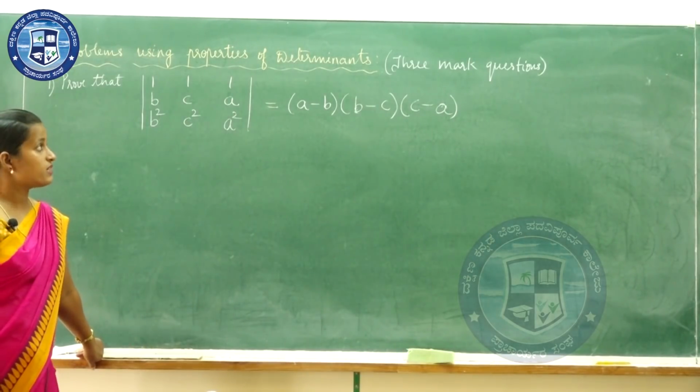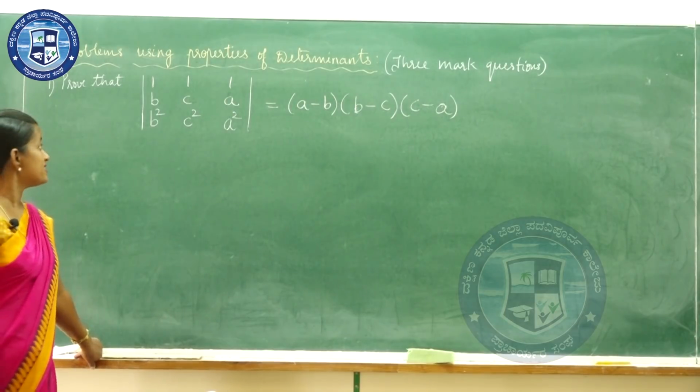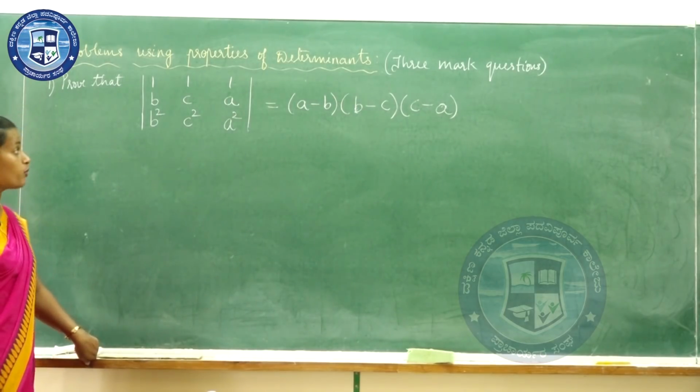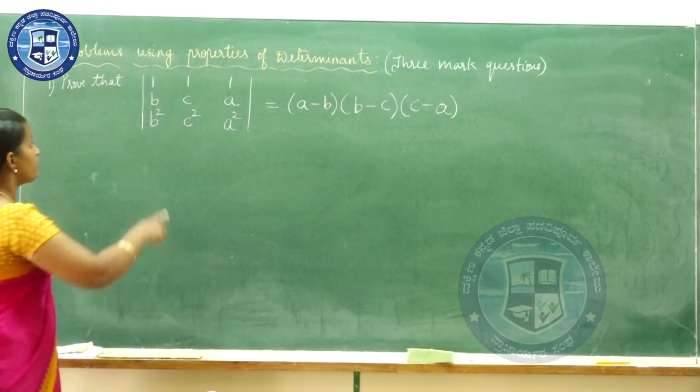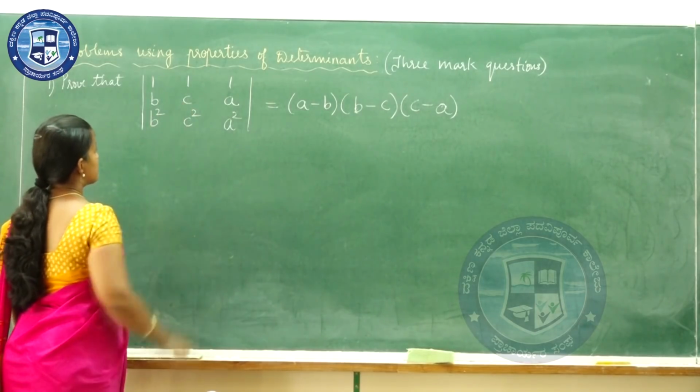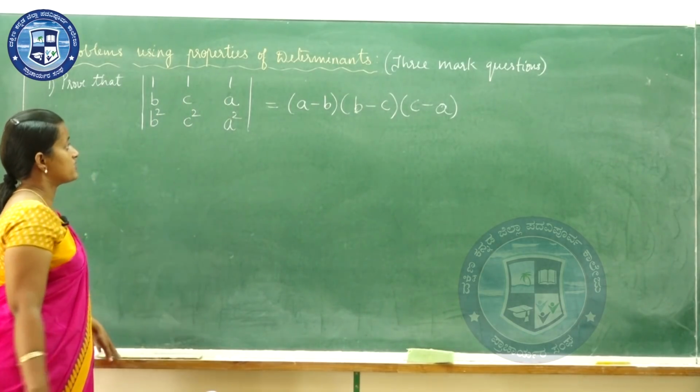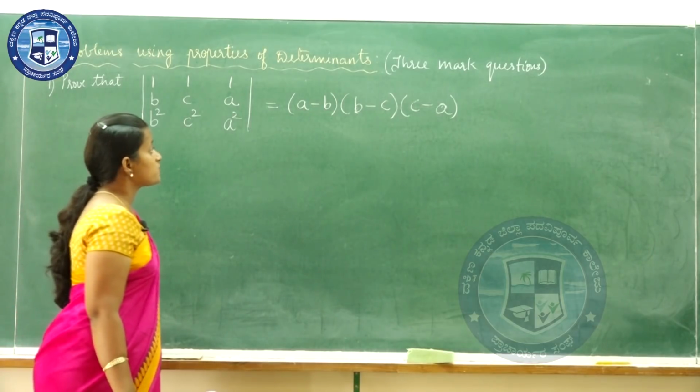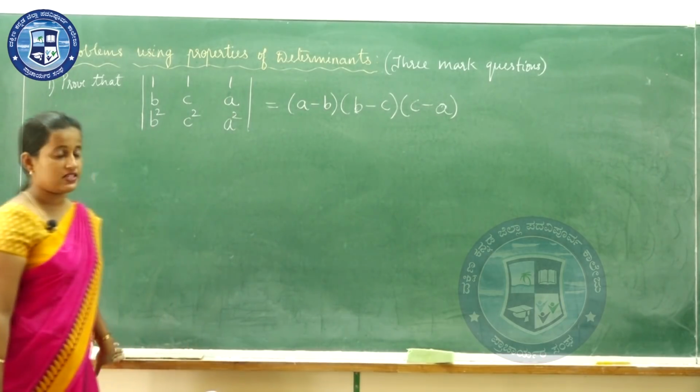Next we move on to the 3-mark questions under the properties. So let us solve the first problem. Prove that determinant of 111, BCA, B square C square A square equals A minus B, B minus C, C minus A.